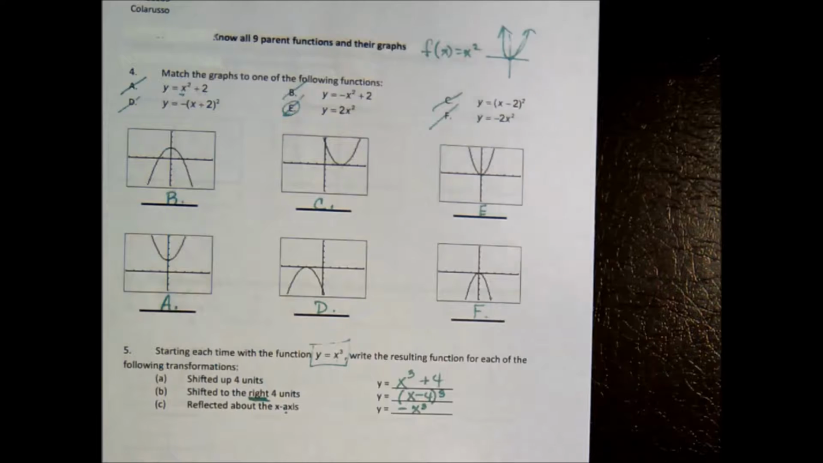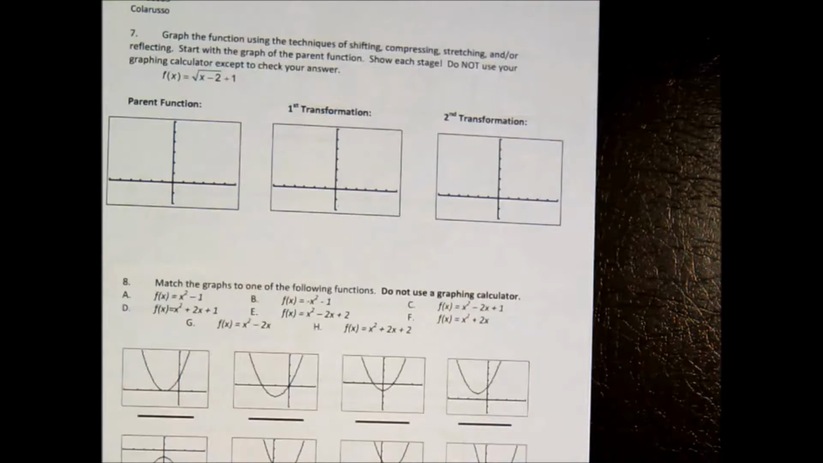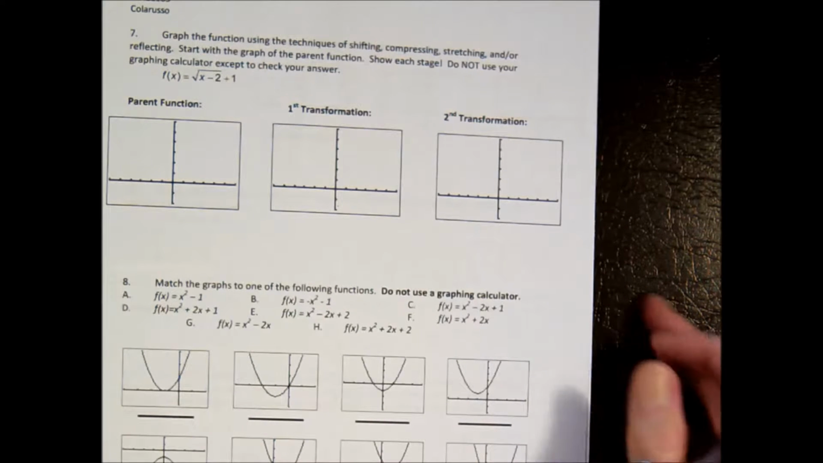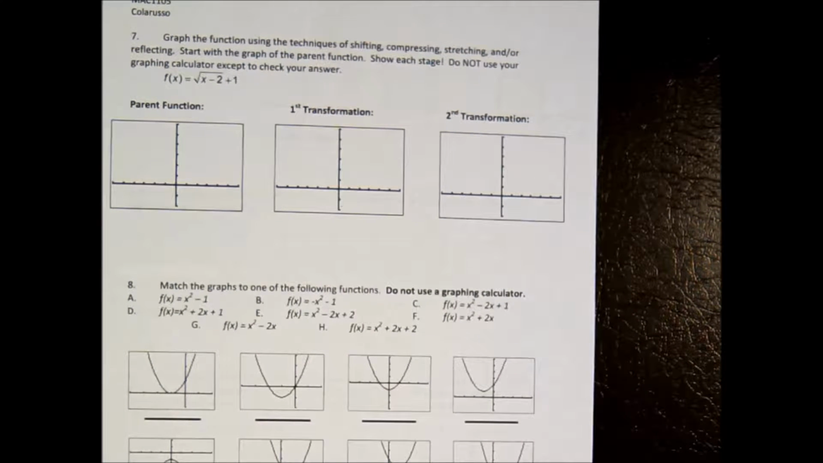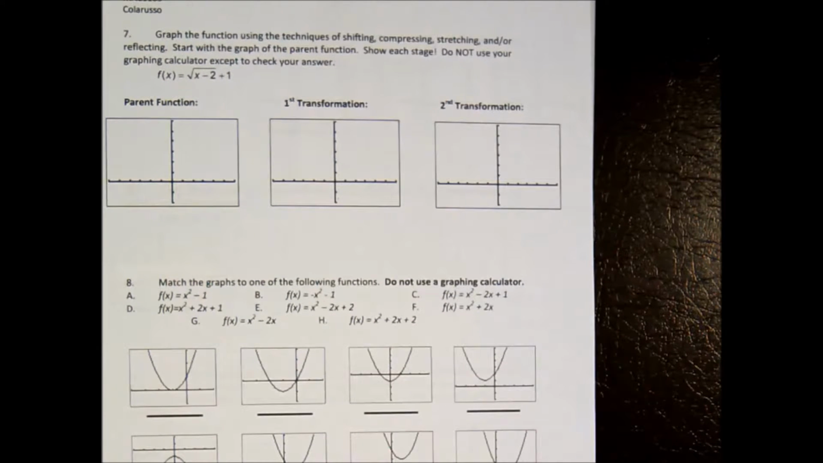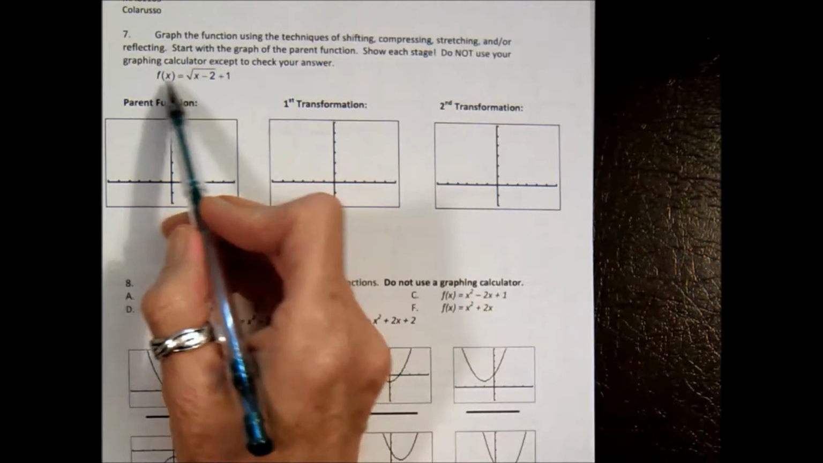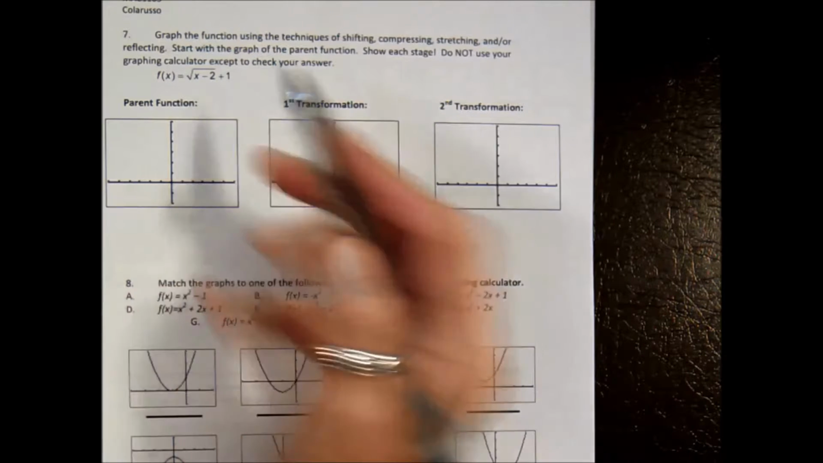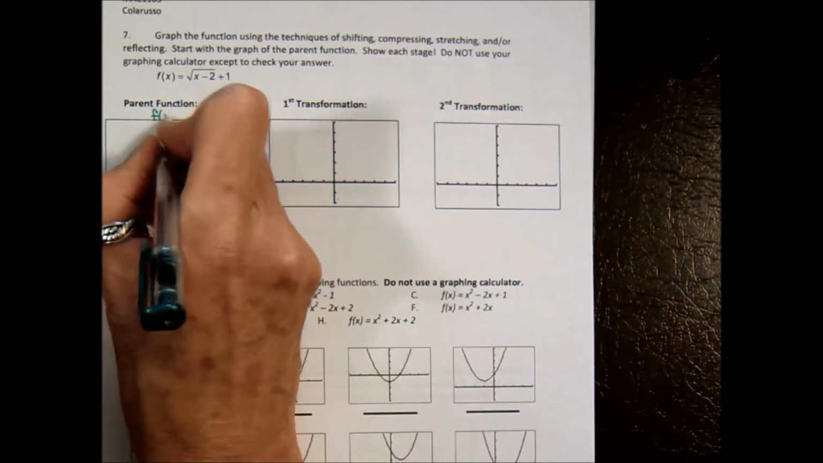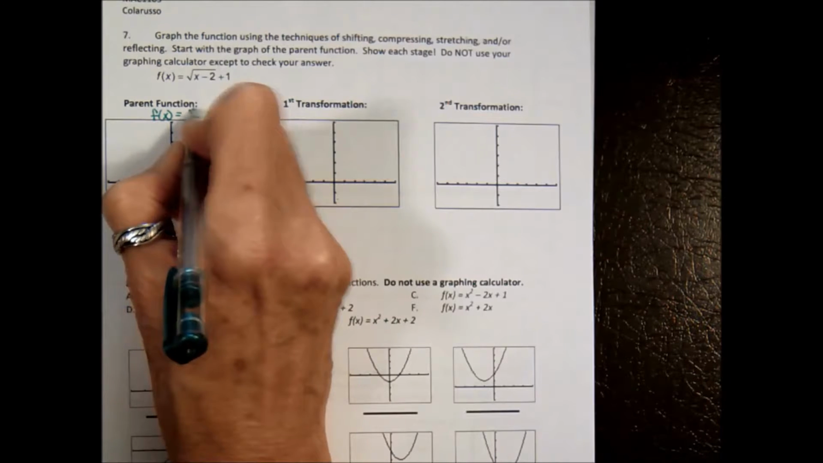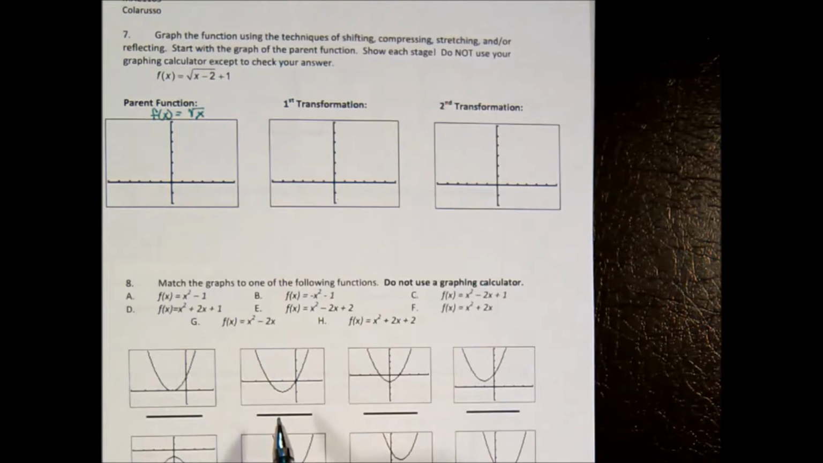All right, looking at the next page, we're still using transformations here, and it says to graph the function using the techniques of shifting, compressing, stretching, and/or reflecting. And we start with the graph of the parent function and show each stage. It says do not use your graphing calculator except to check your answer. So here is what we want to end up with. The parent function here is f of x equals square root of x.